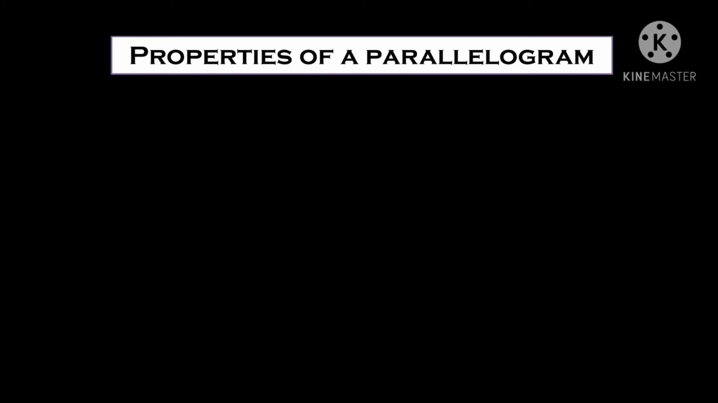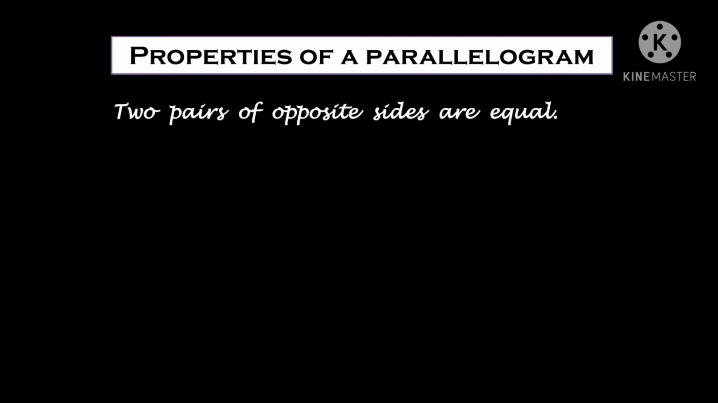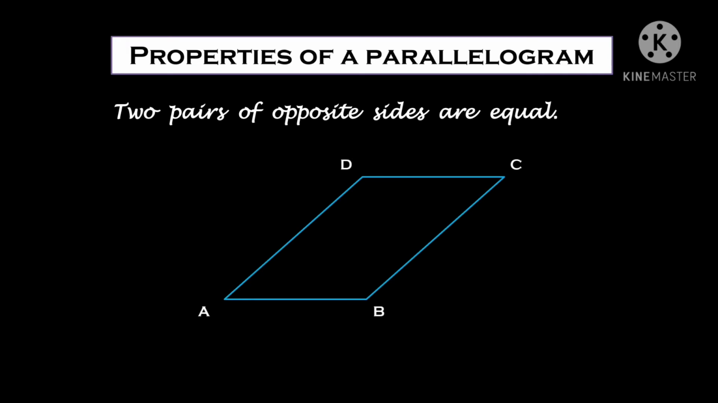Now let's know about the properties of a parallelogram. The first property says 2 pairs of opposite sides are equal. Already we know in a parallelogram opposite sides are parallel, but the property says here that the 2 pairs of opposite sides are equal also. Let's consider this parallelogram ABCD.